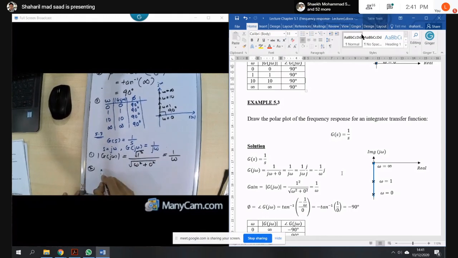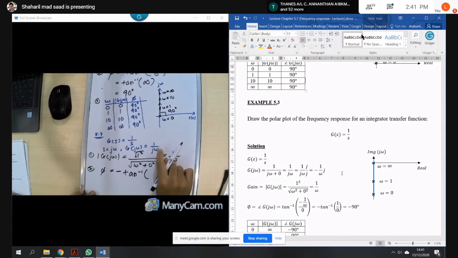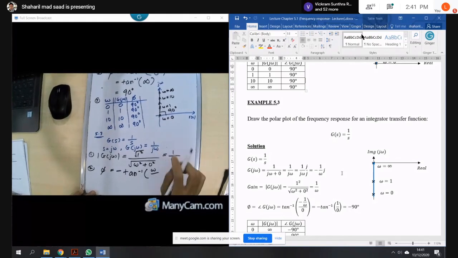Then number 2, in order to find the phase shift, look at this: 1 over means it will have minus inverse tangent. J part first, that means omega, over the real part, which you don't have, only 0.